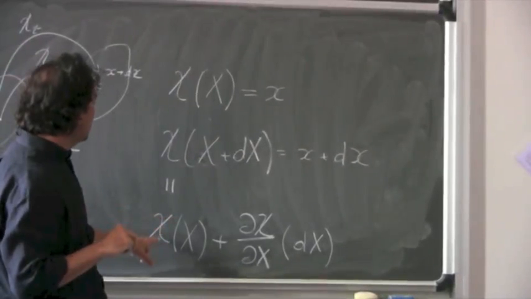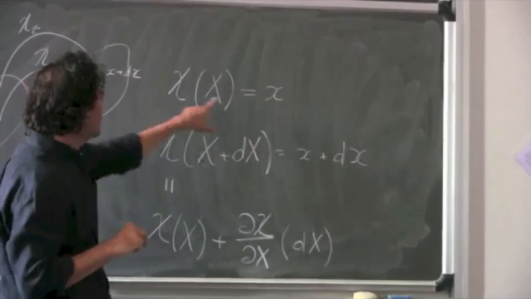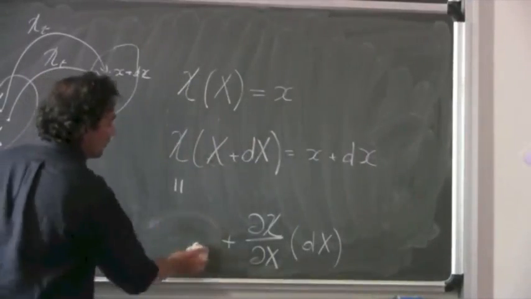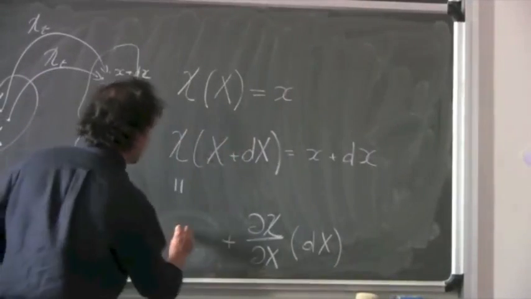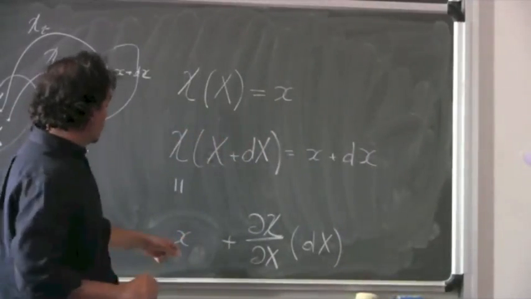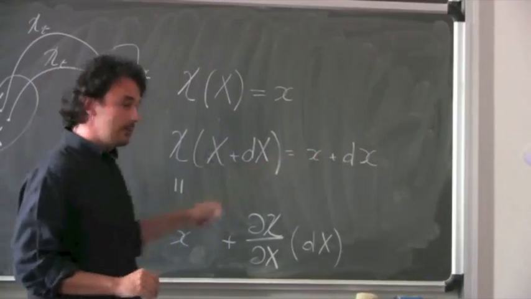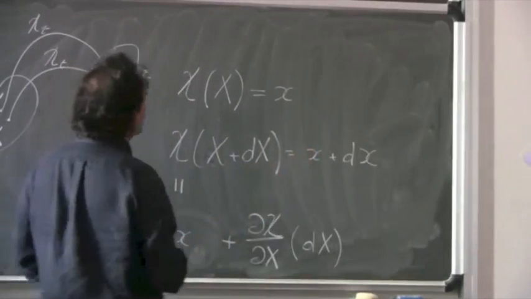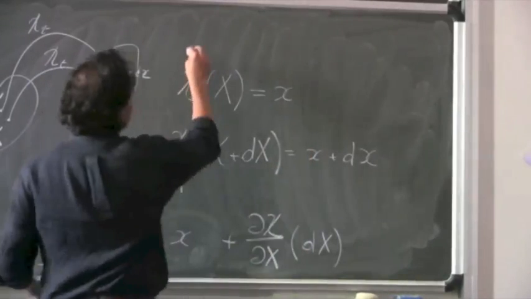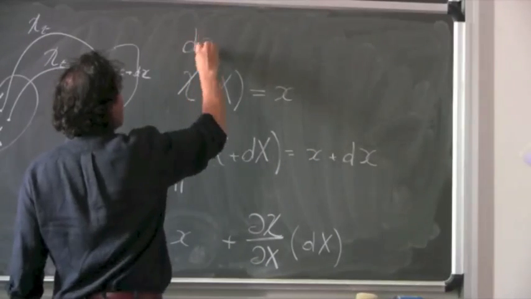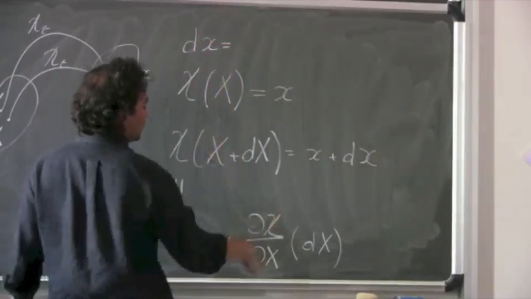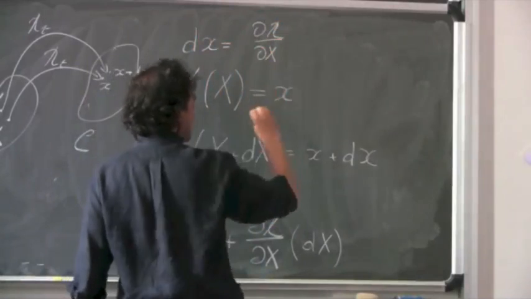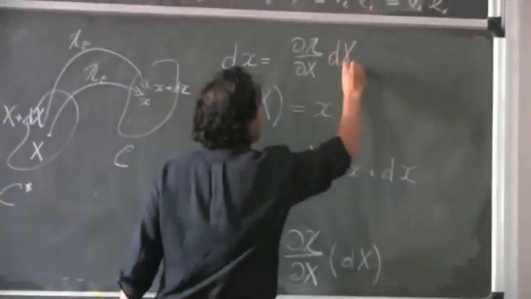Here we have chi of X, but chi of X is equal to small x, isn't it? So instead of chi of X, we write small x. So here we have small x and small x. So we can erase this, and we arrive at the following: dx is equal to this animal, the derivative of chi with respect to capital X, multiplied by this animal.